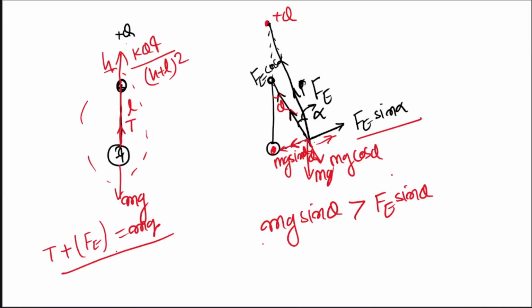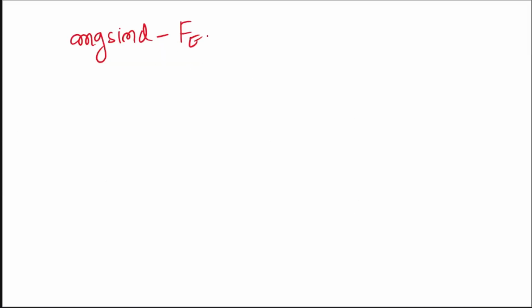Theta here should be written as alpha, sorry. So this is your minus Fe sin alpha. This has to be greater than 0. Okay, that is mg sin theta greater than Fe sin alpha. Now we need to solve for it.